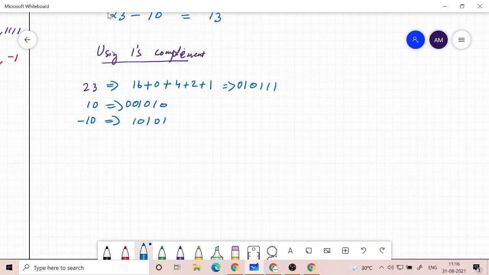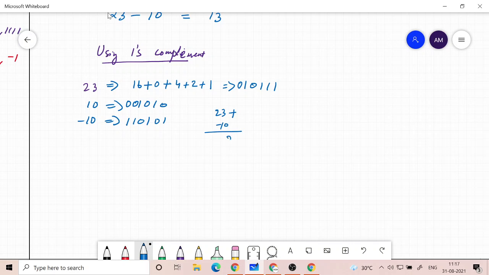Okay, because for 23 you need 6 bits, so we need to keep the same number of bits here also. 1's complement means you just invert all the bits. Wherever there is 0 you put 1, wherever there is 1 you put 0. So this is your minus 10. Then finally we have 23 plus minus 10. This we have to do.